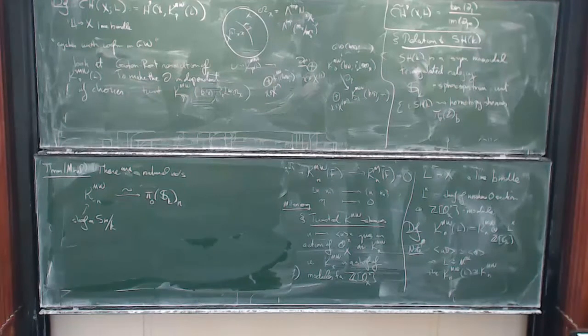And the Witt group is a quotient of the Grothendieck-Witt group by the hyperbolic form? Yes, that's right.